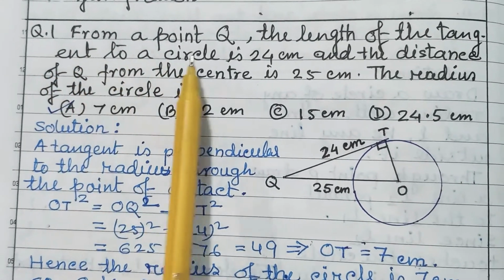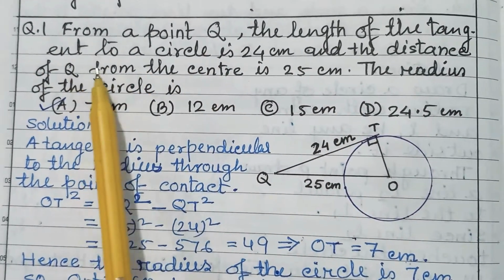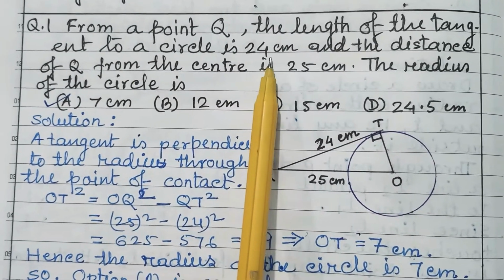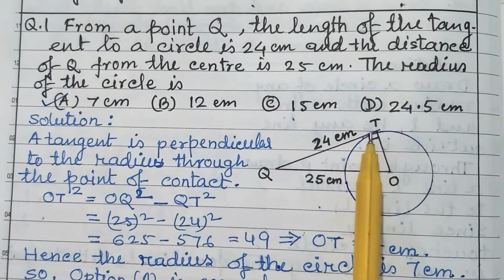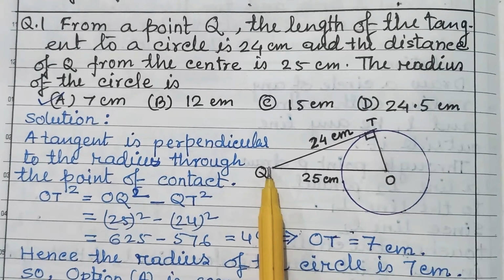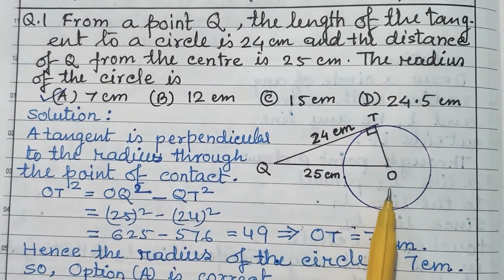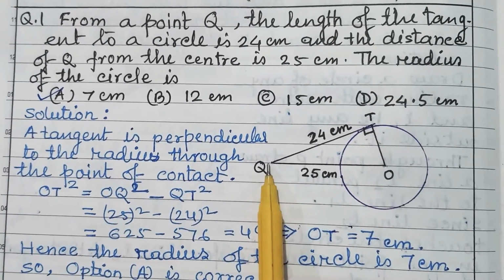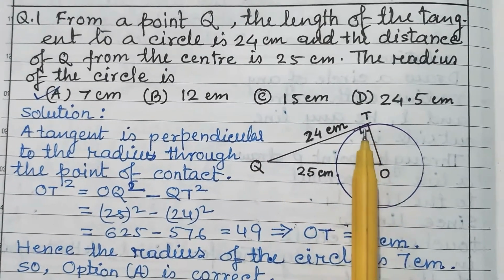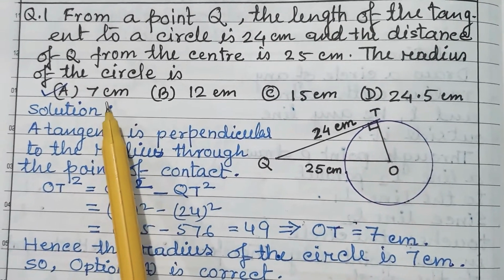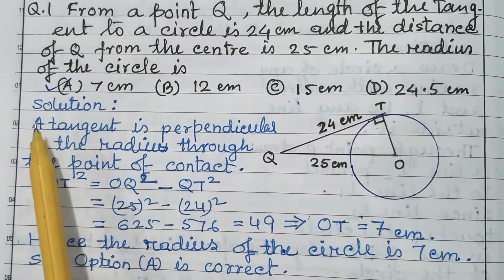First question is from a point Q. The length of the tangent to the circle is 24 centimeter, and the distance from the center is 25 centimeter. The radius of the circle we have to find out. There are four options. We have to choose the right option.